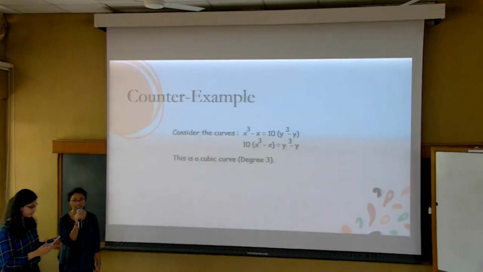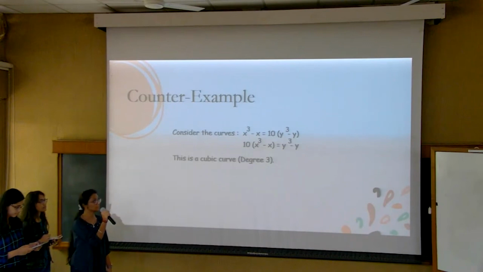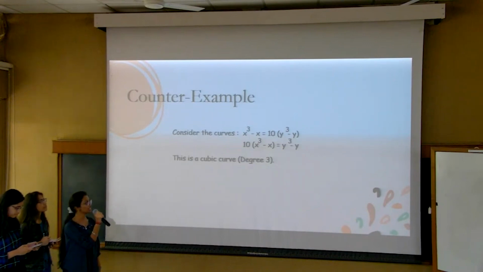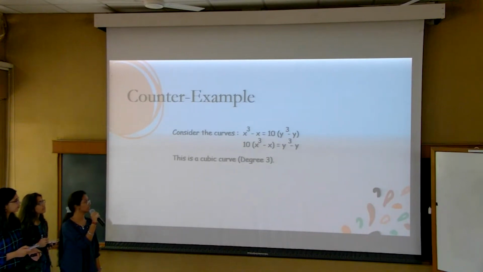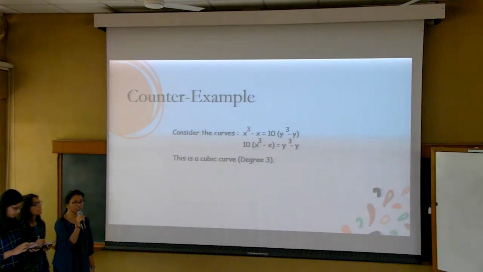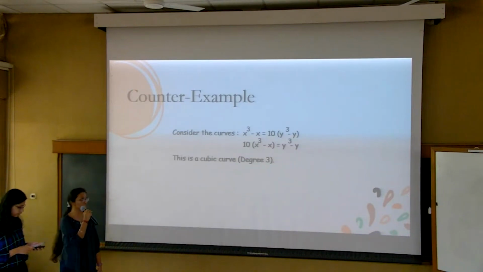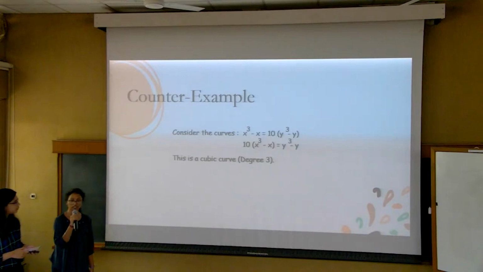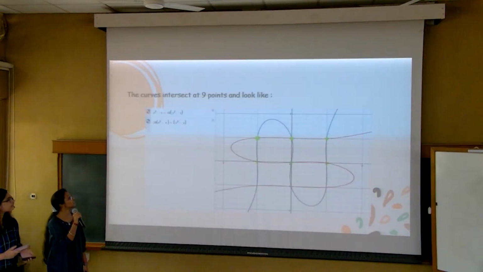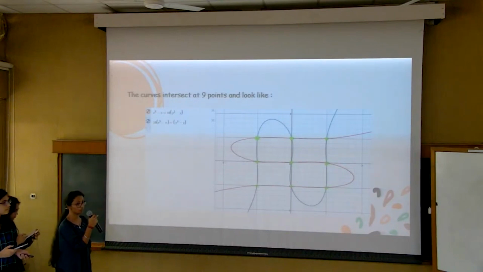However, we have a counterexample. Consider these two curves: x cubed minus x equals 10 times y cubed minus y, and 10 times x cubed minus x equals y cubed minus y. This is the cubic curve, which is a curve of degree 3. Now, from Bézout's theorem, we know that it will intersect at 3 times 3, which is 9 points. Now, as you can see from the graph, it will exactly intersect at these 9 points.